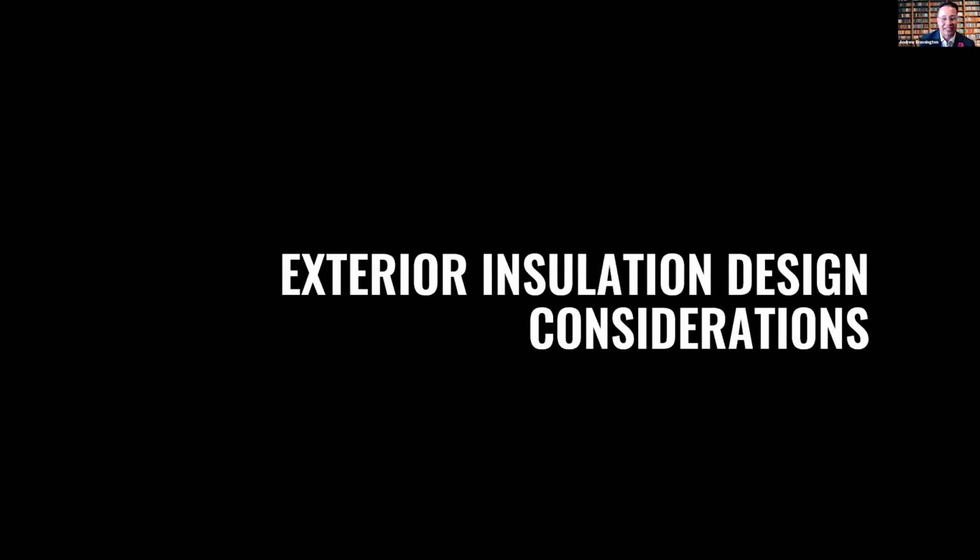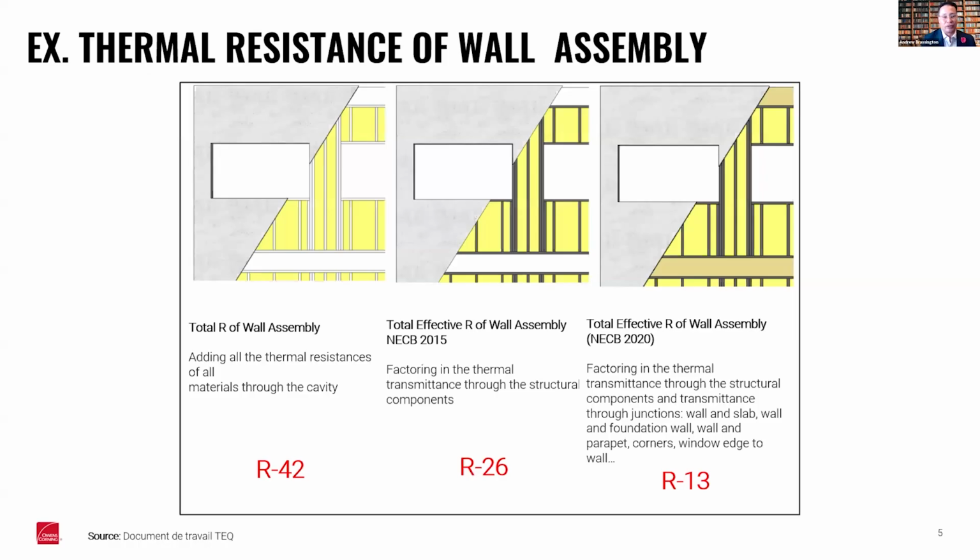Exterior insulation design considerations. Something to think about over the last little bit: we've seen the building code change significantly. Back in the day, if you wanted an R42 wall, you just put the insulation in the wall and it'd be considered done. Or for example, an R22 batt in the wall, it's an R22 wall. Well, after NECB 2015 was adopted, we started to talk about more effective R values, which I'm going to define on the next slide.